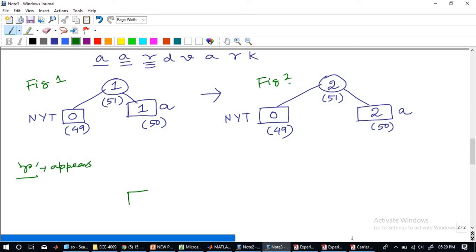So this will be NYT. Naturally, it should be 0 or the node weight, whatever it is. After this, what will happen? Just follow this figure 2. The same thing will be repeated. That is already there with figure 2. Now the new node has come. Is it already present in the tree? No, so we have to break the NYT into two halves. One is another new NYT and the next node will be the new symbol, which is R. So maybe we will have a scenario like this.